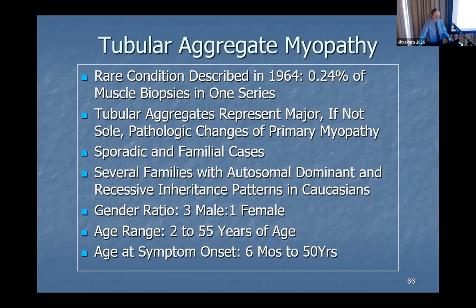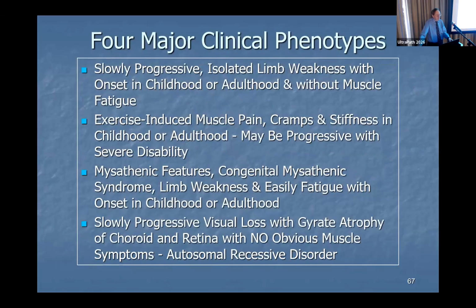So it can be sporadic, or there can be familial cases with this. Several cases have autosomal dominant and recessive inheritance patterns in Caucasians. You see the gender ratio more common in males than females, and the age range is quite varied, going from 2 to 55 years of age, and the age of symptom onset is from 6 months of age on up to 50 years of age. So quite variable in what happens with these.